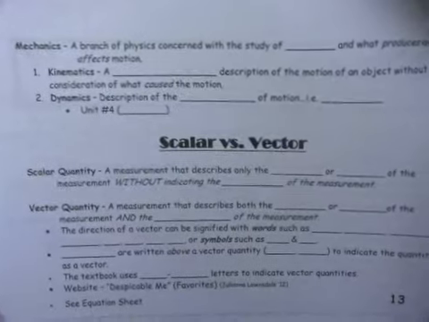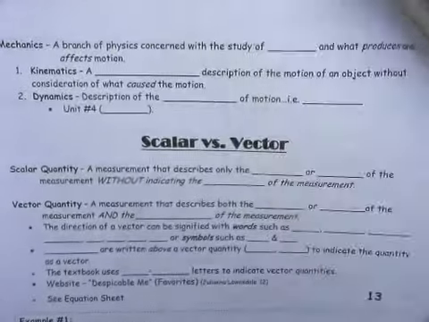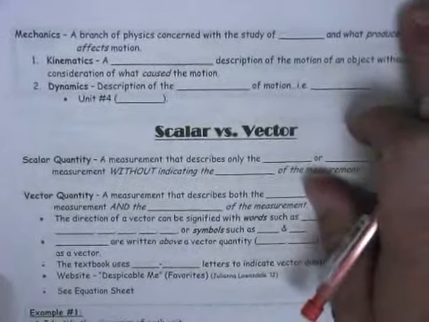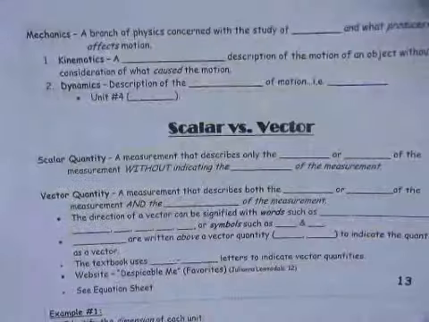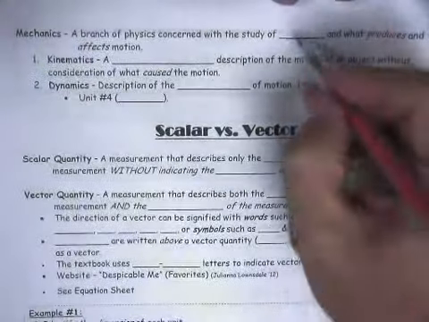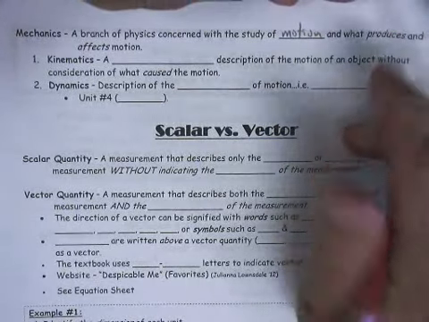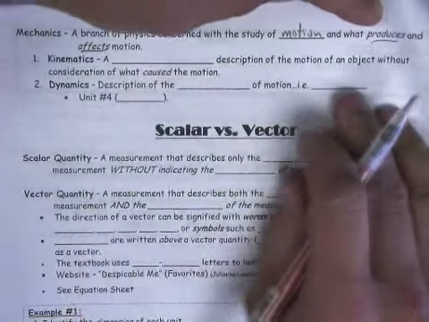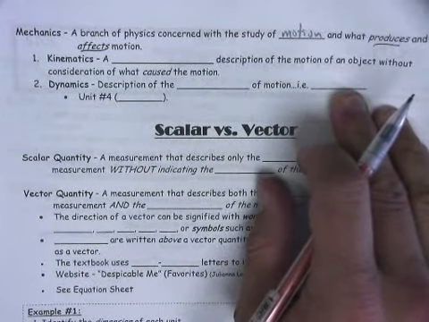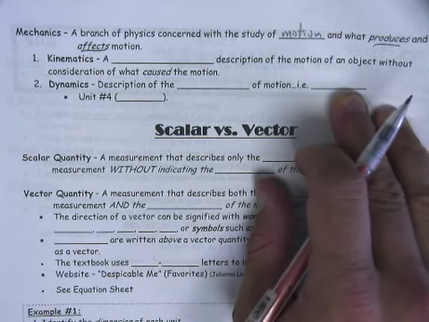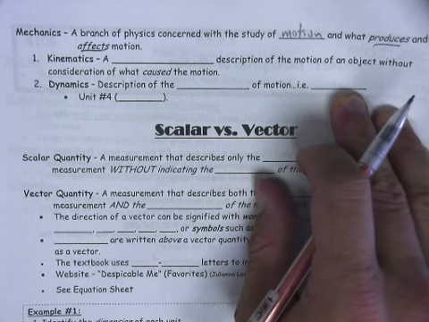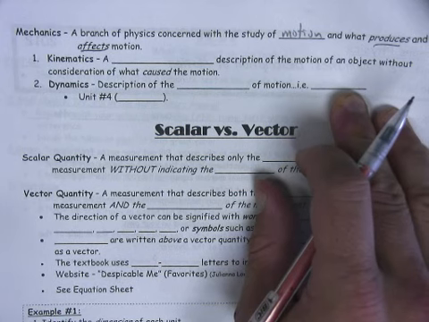The first topic is mechanics. Mechanics is defined a couple different ways, so we can break it down. Mechanics is a branch of physics concerned with the study of motion and what produces and what affects motion. And that's 2 different concepts. So motion. In this chapter and the next chapter, actually, we're going to study motion pretty much the rest of the year. It's kind of what Physics 1 is all about. And then we can break the overall concept into 2 pieces: kinematics and then dynamics.